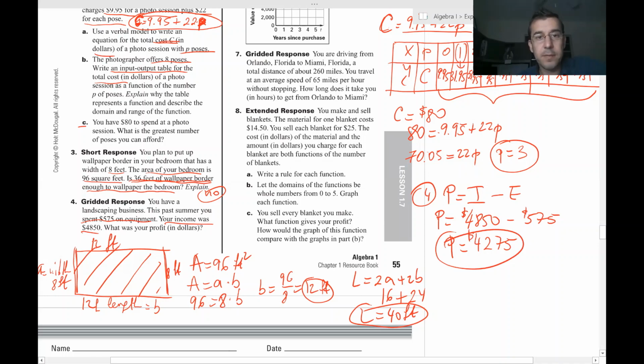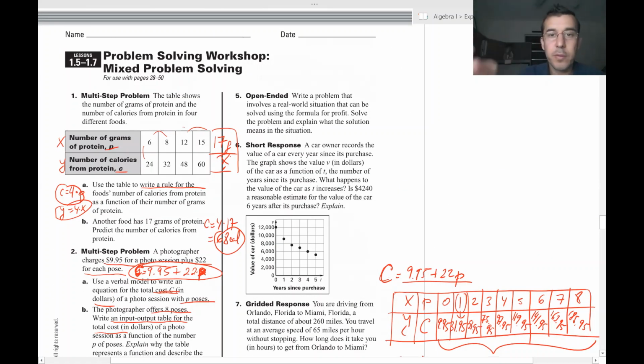Number 5, open-ended. Write a problem that involves a real-world situation that can be solved using the formula for profit. Okay, the formula for profit is income minus expense. Solve the problem and explain what the solution means in the situation. Okay, so let's say last year you had income of, I don't know, $5,000, but your expenses were $3,000. What was your profit? So the profit would be 5,000 minus 3,000, or $2,000.